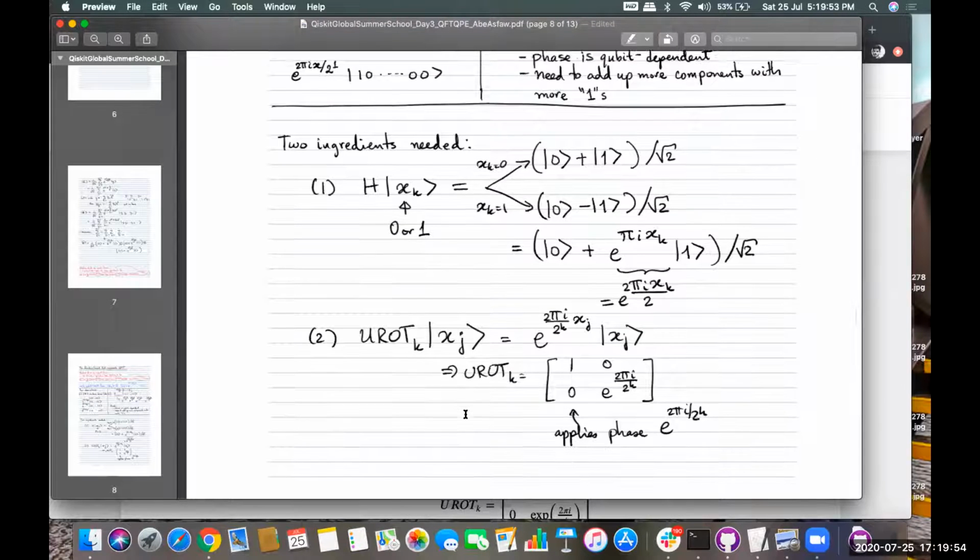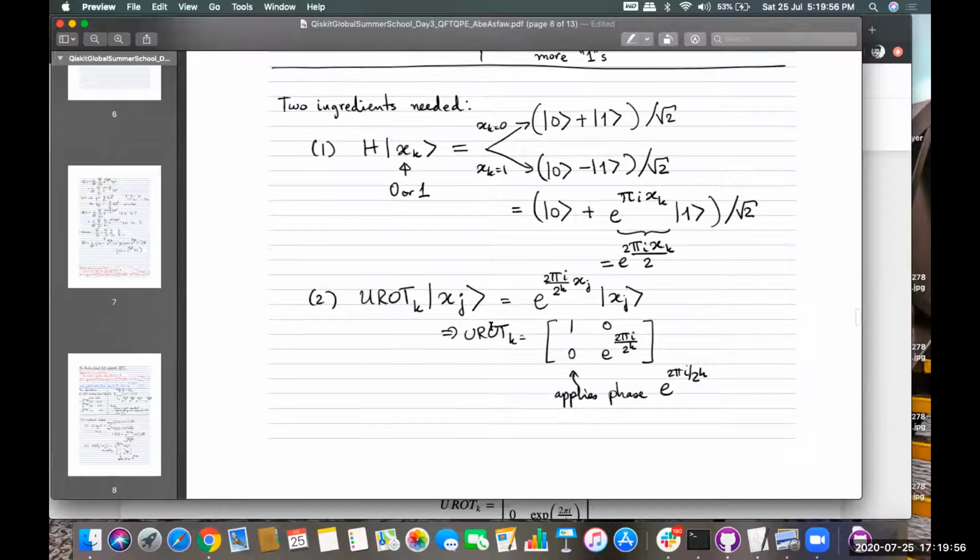Here. Okay, and then we further apply the unitary rotation gate on xj here, and the matrix of unitary rotation can be given by 1, 0, 0, e to the power 2 pi i divided by 2 to the power k. So in the unitary rotation matrix, if you see, this is nothing but the representation of the state vector of ket 0 and the state vector of ket 1, where we are putting the value of 1 here.